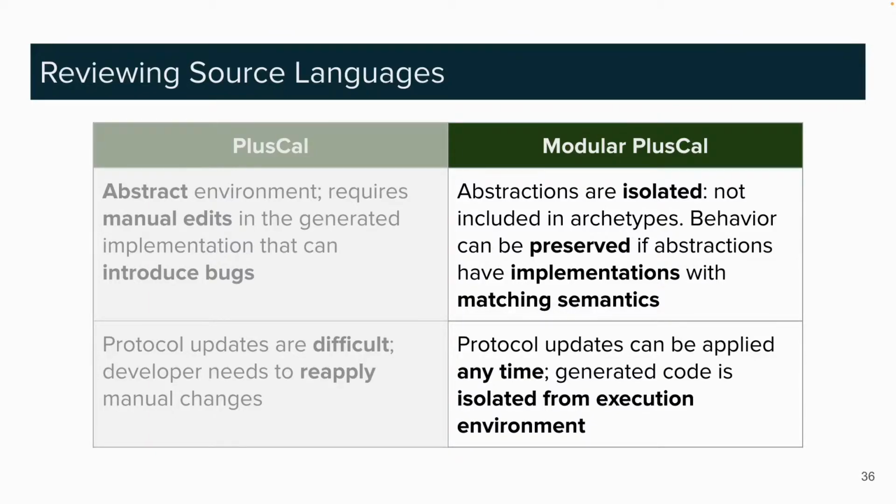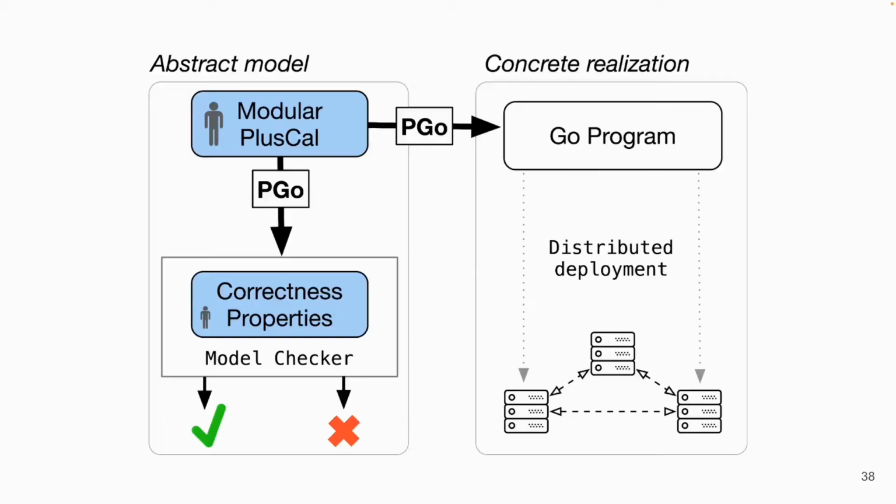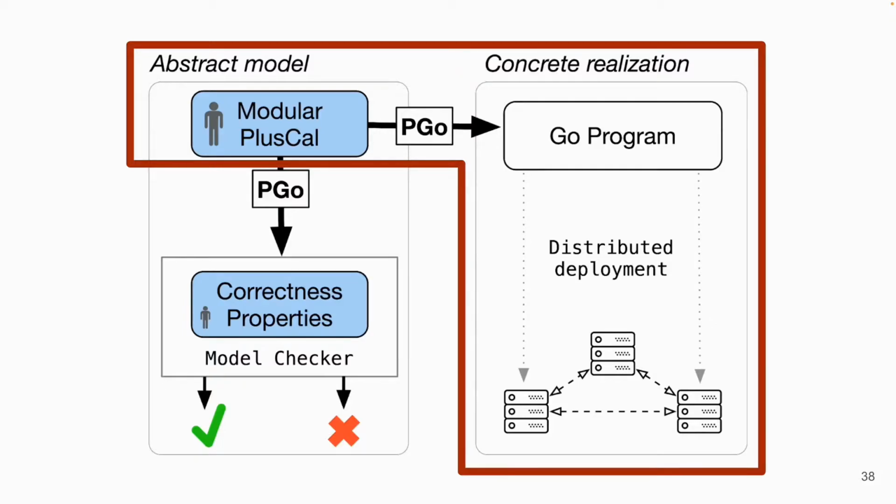Next, Finn talks about the implementation generation in Pico. Thank you. So, yes, as Shayan said, we'll be talking about how Pico can generate an implementation for your MPCal model. So let's get back to our big diagram with all the aspects of Pico, and we'll now be focusing on the other path, where we go from Modular PlusCal through into concrete land, where you actually create something that can run.